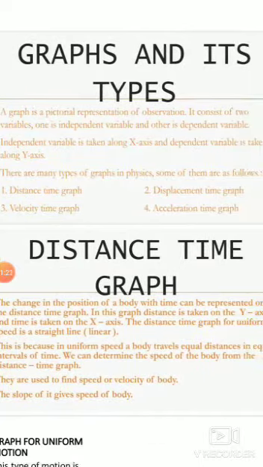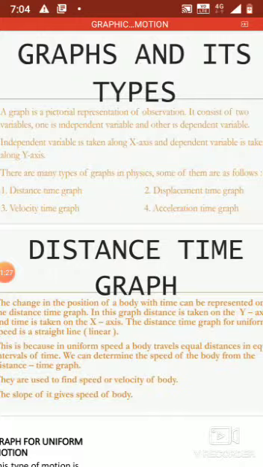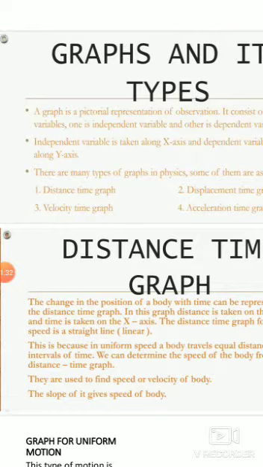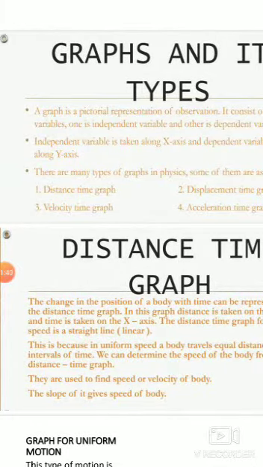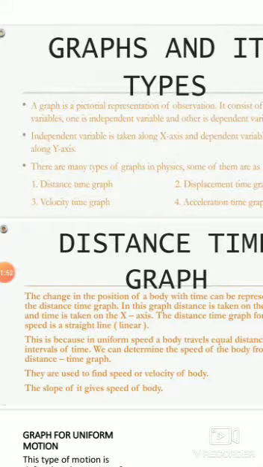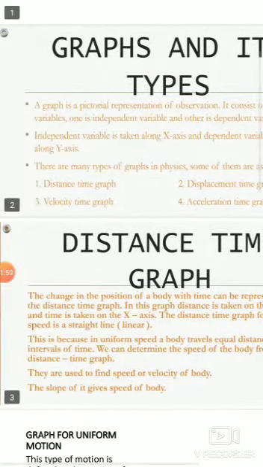In the distance time graph, the change in position of a body with time can be represented. In this graph, distance is taken on the y-axis and time is taken on the x-axis. The distance time graph for uniform speed is a straight line, that is, linear. This is because in uniform speed a body travels equal distance in equal intervals of time.